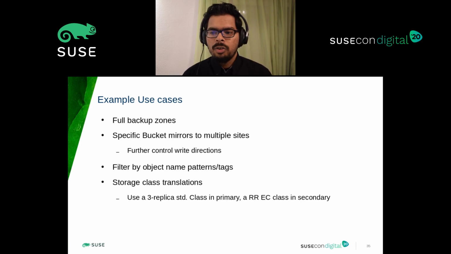Another thing that's very interesting is storage class translation. You would have a three replica copy in your primary data center, but in a remote site it will be lower redundancy, or an erasure coded pool. Similarly, you can have buckets with lifecycle in a similar way, saying that this bucket is 3 replica here, but in the remote sites it will be in a 2 replica zone. And this already allows for very interesting use cases.